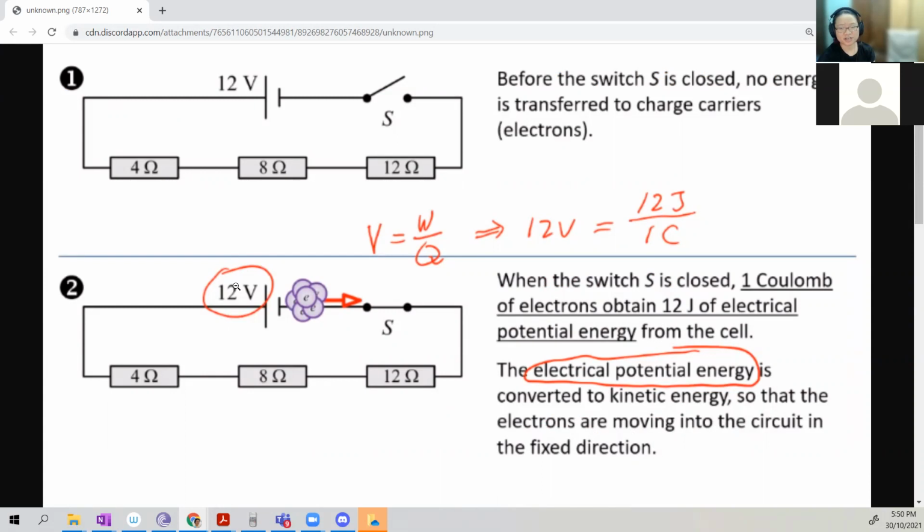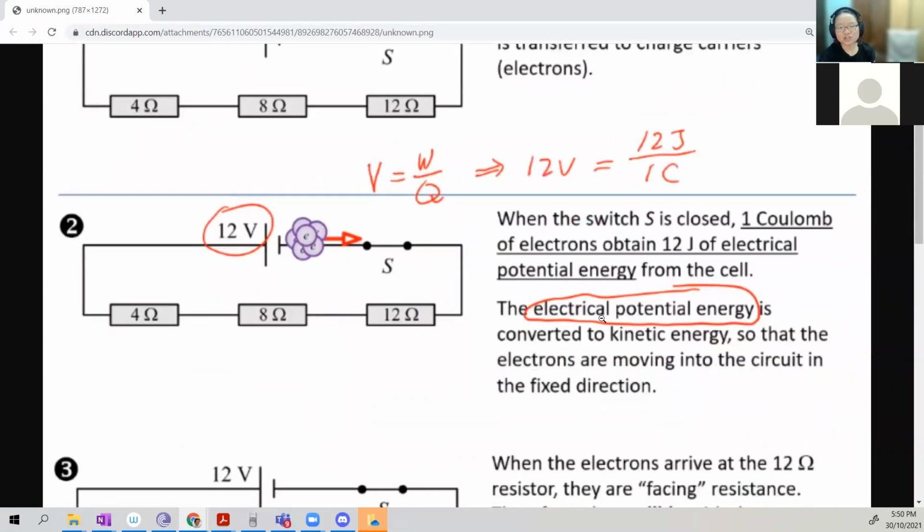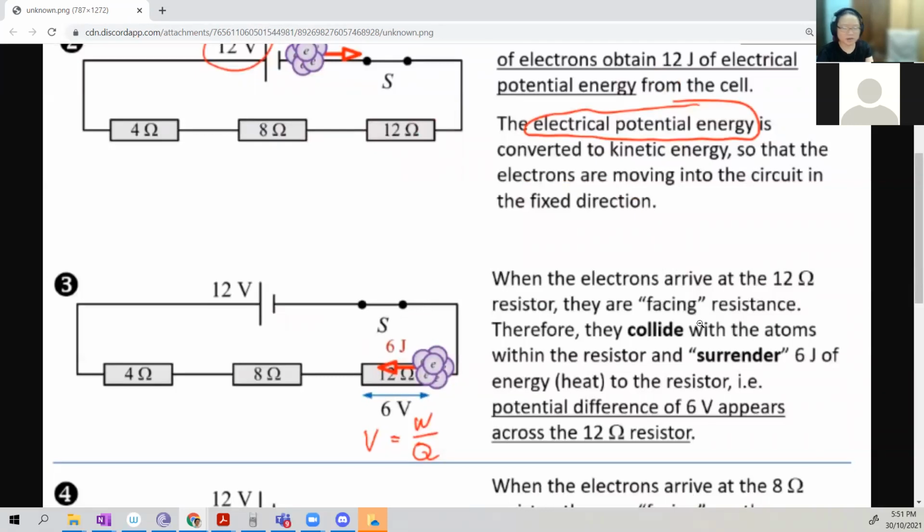So at this point, right, electric potential energy is converted to kinetic energy so that the electrons moving in a circuit in a fixed direction. So it's like when it passes through the battery gives the electron a boost by giving it chemical energy, and the chemical energy is then converted to kinetic energy. So the electron boost, supercharged, pass through the resistor. Imagine the resistor, right? It's like an obstacle course. They will collide with the atom inside the resistor, bing, bing, bang, bang, bang. And then it will surrender 6 joule of energy to the resistor.